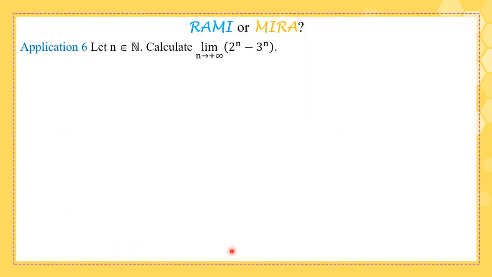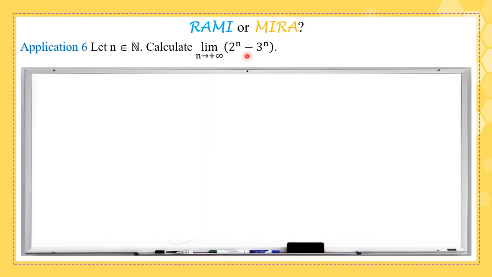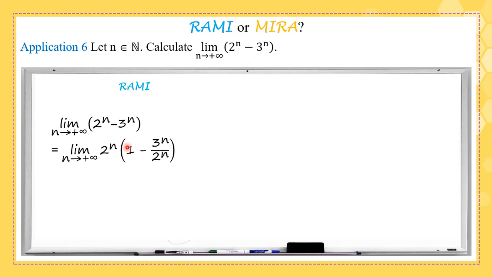Now, Rami or Rima, we need to calculate the limit of this quantity as n tends to plus infinity. Let's see. Rami said if we take 2 to the power n in common, we get 1 minus 3 to the power n over 2 to the power n, which is 1 minus 3 over 2 to the power n. Well, the limit of 2 to the power n is plus infinity, and the limit of this factor is negative infinity, and the final answer is negative infinity.